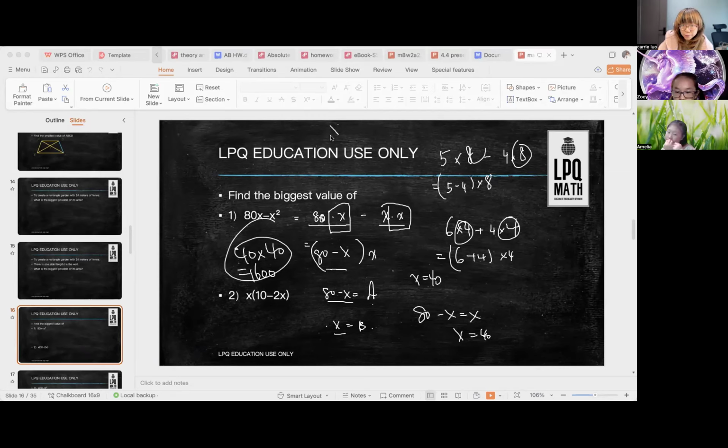You can try: if I make x equals 20, then 80 minus x equals what? Equals 60. So 20 times 60 equals what? Equals 1200. Obviously, 1600 will be bigger.